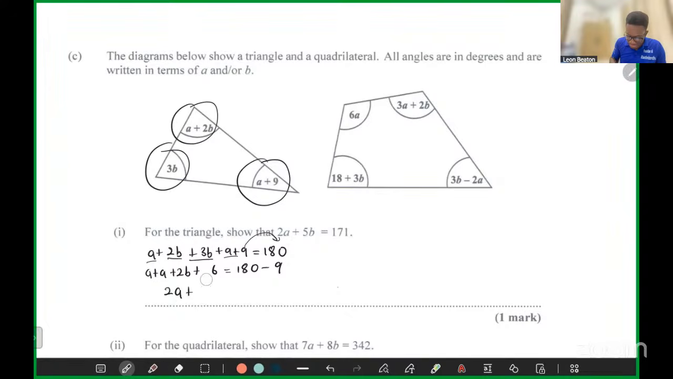So I made a mistake here. This should be 3B, right? 3B. So 2B plus 3B would give us 5B, and hence this is equal to 171. And that is how we show that. Right? Nice and easy 1 mark. Nice and easy 1 mark to show.